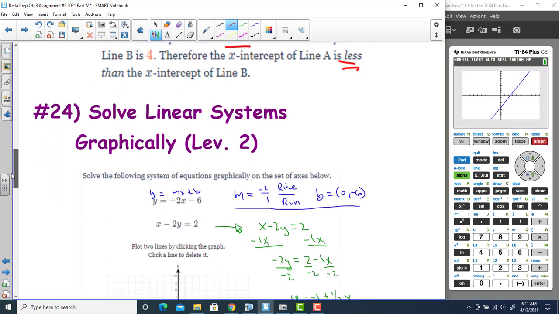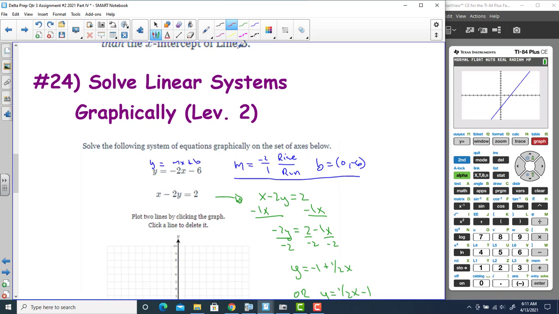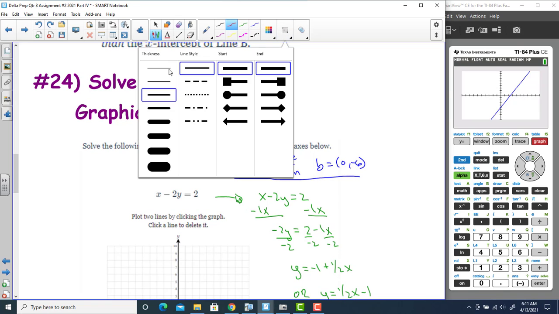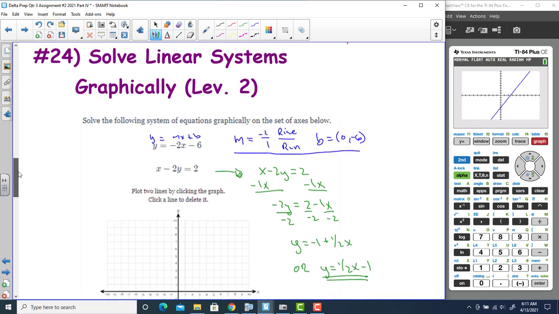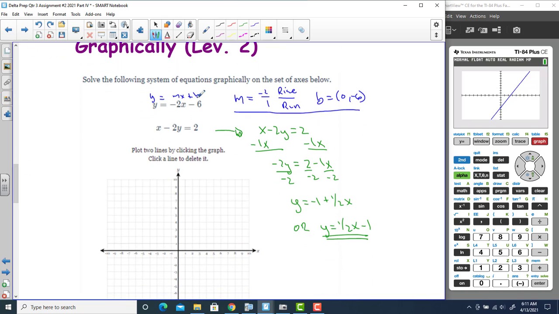And then lastly, guys, you're asked to solve linear systems graphically, and system means more than one, and we just saw this with quadratic linear, so this should be familiar to you. And what's important about this particular skill is that you're going to have to identify m and b appropriately.